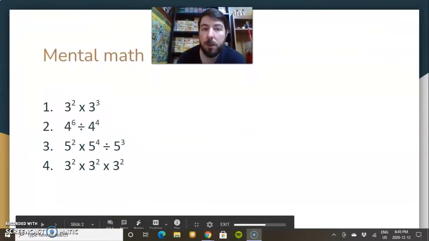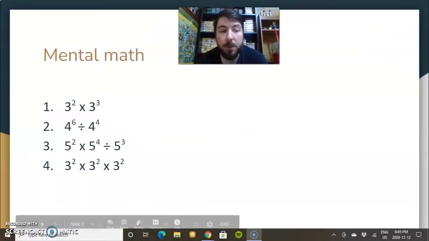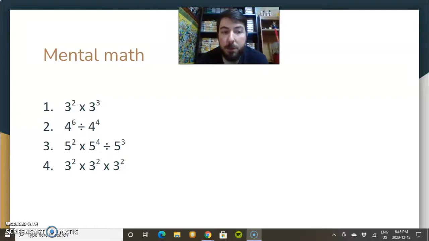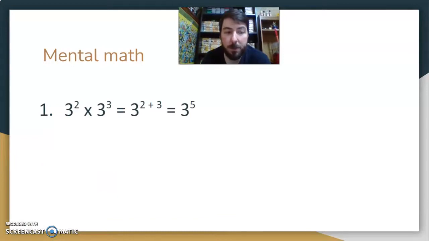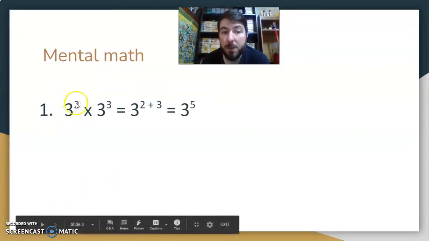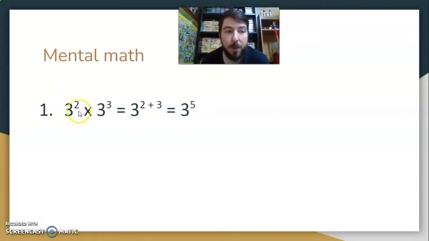Okay, so before we start talking about the new stuff, here are just a few mental math questions for you to try. So pause the video, give them a shot, and then we will go over the solutions together. So the first one is 3 to the power of 2 times 3 to the power of 3. So remember, when we're multiplying powers that have the same base, or the same big number, we just add the exponents together, 2 plus 3, and we get 3 to the power of 5.